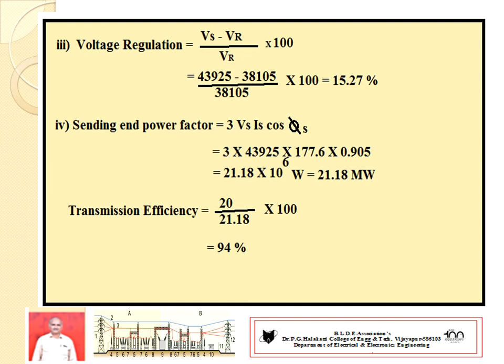Then finally the transmission efficiency, that is receiving end power divided by sending end power. Receiving end power is 20 megawatt, sending end power is 21.18, so 94%. This part only we left. So try to understand, practice all of you. Thank you.